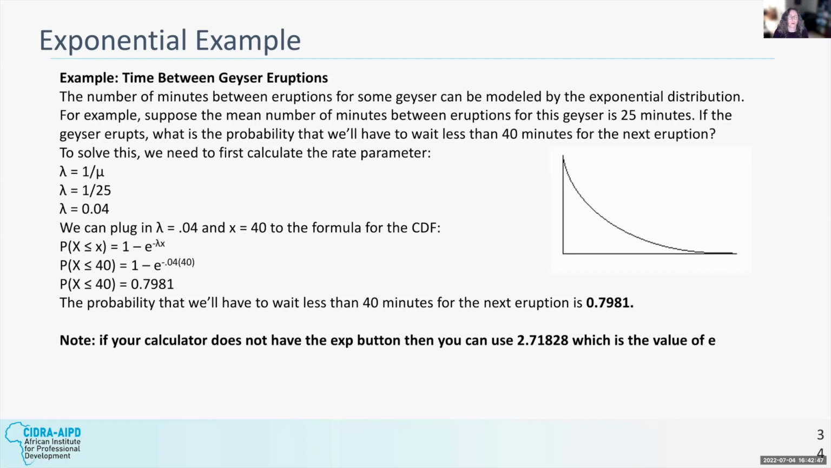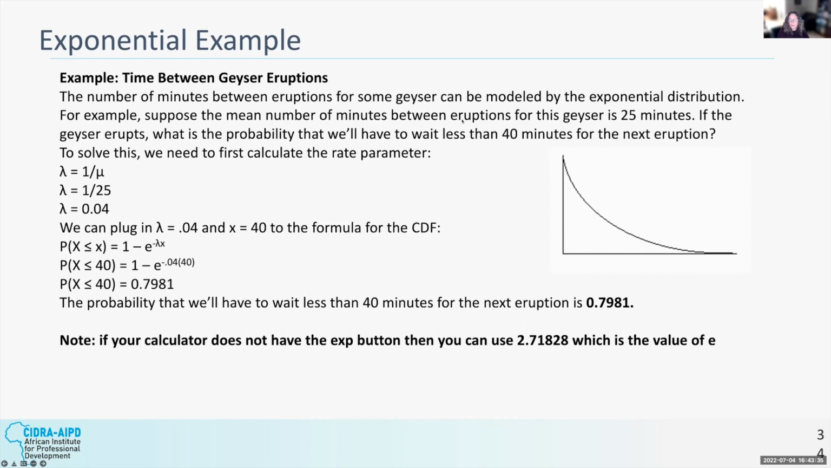Let's look at the example of the time between geyser eruptions. This is probably the best way to illustrate these kind of problems. The number of minutes between eruptions for some geyser can be modeled by the exponential distribution. For example, suppose the mean number of minutes between eruptions for this geyser is 25 minutes. If the geyser erupts, what is the probability that we'll have to wait less than 40 minutes for the next eruption? To solve this, we first need to calculate the rate parameter, that's lambda, and that will be 1 over the mean mu.